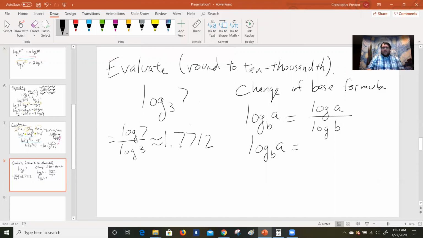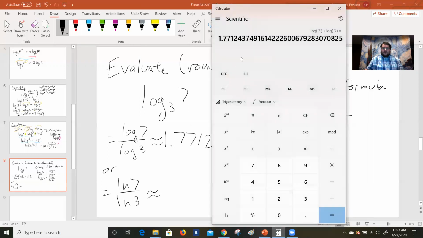All right. An alternative option is to use the natural log, and you do the natural log of a over the natural log of b. So same order. So I could have done the natural log of 7 over the natural log of 3. And so if I did that on my calculator, let me clear all this out. So again, on this calculator, you do the number 7, then hit the ln, divided by 3 ln, and I got the exact same thing, 1.7712.